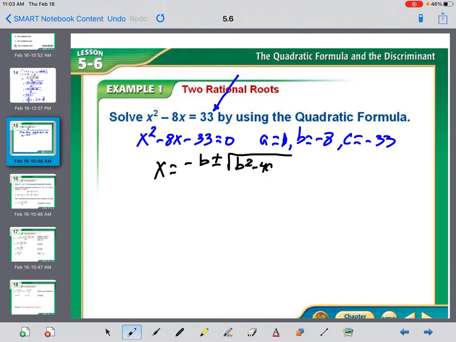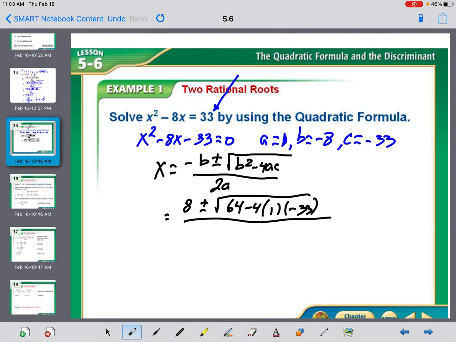if you write the formula every time, it just helps you to remember the formula over time. So the opposite of B is a positive 8, because B is a -8, plus or minus B squared, which is 64, minus 4 times A times C, all over 2 times A. That's 2 times 1. A is often 1, but it doesn't have to be, so be careful. Don't get in the habit of just doing 2 times 1 every time. Be observant of what the A is. So you have 8 plus or minus.